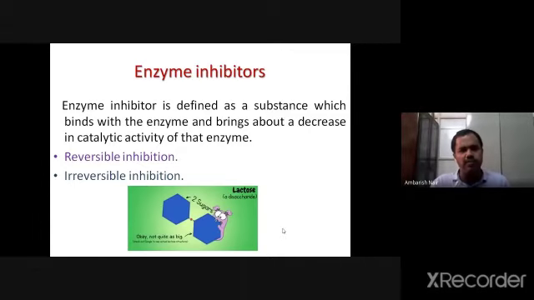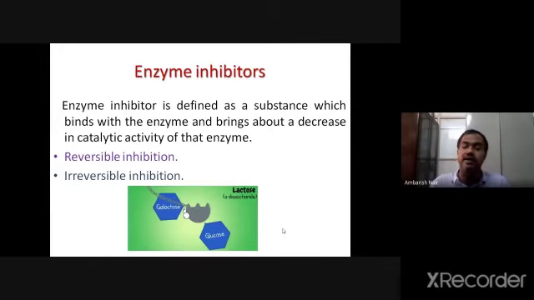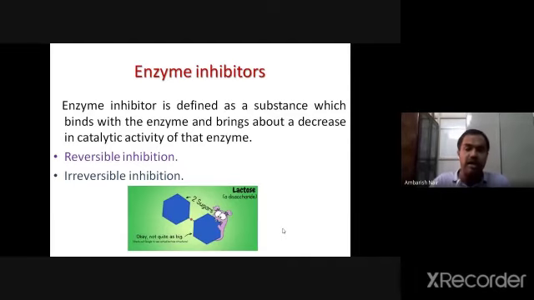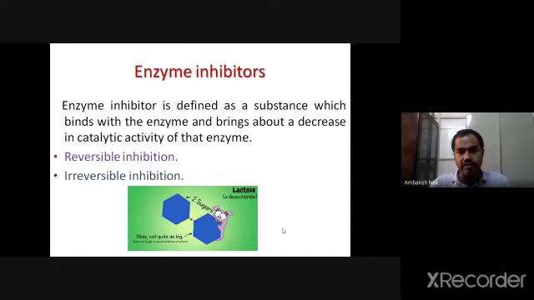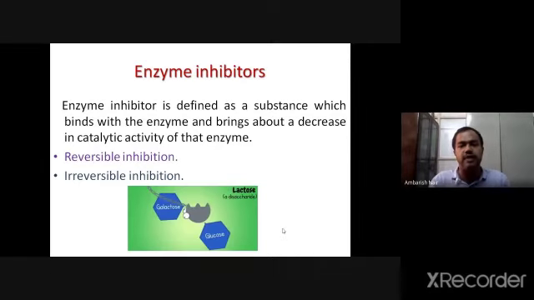So enzyme is a protein. If you look at the three-dimensional structure of a protein, it can have different sites where a different molecule can bind. One major site in the enzyme is what we call the catalytic site, where substrates bind and form the product. So an enzyme inhibitor is a substance which binds with the enzyme and brings a decrease in the catalytic activity of that particular enzyme. I hope you got the point what is an inhibitor, which reduces the enzyme activity. A substance which reduces the enzyme activity is called an enzyme inhibitor.